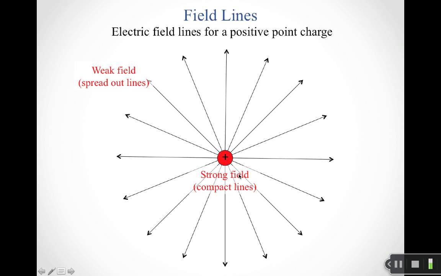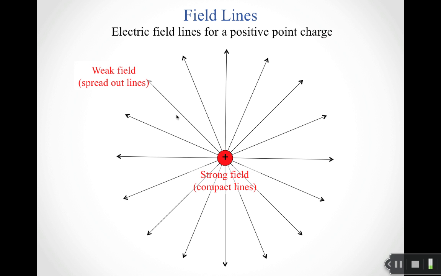Here, in close to the charge, the field lines are relatively close together. When you get far away, they're much more spread out. So again, this is telling you that the field is strong close to the charge, and it's weak as you go further away from the charge.